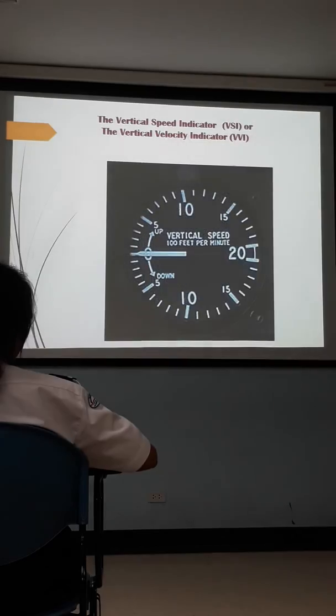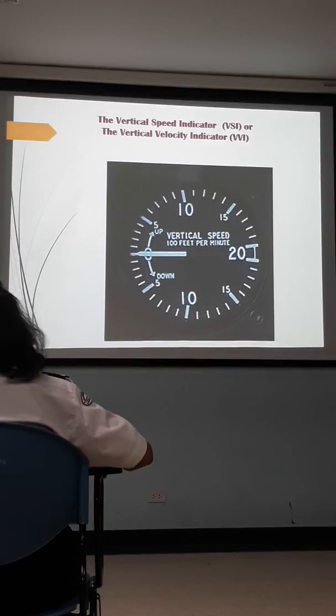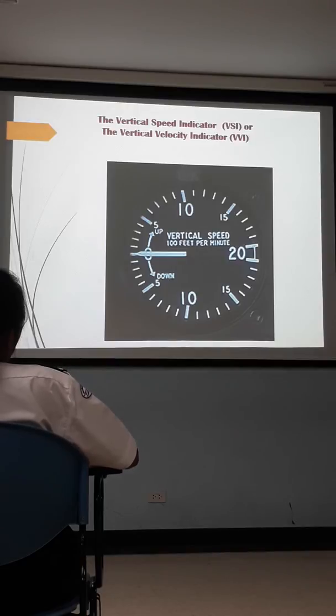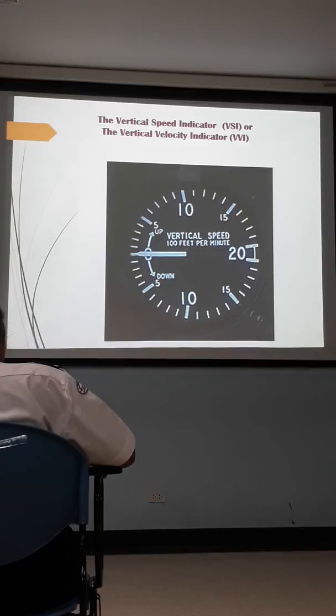Okay, next one. Second one. We have 3 names here. VSI, which is vertical speed indicator, or VVI, vertical velocity indicator, and the last name, rate of climb. Climb, which is like climbing a tree. Rate of climb. Rate, R-A-T-E. 3 names.